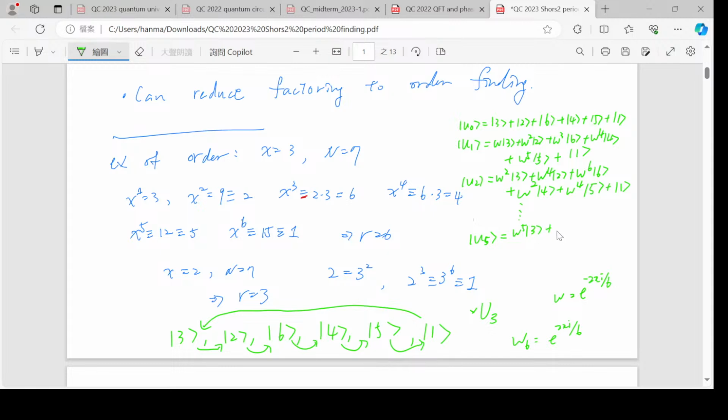3 plus, and so now it will be omega to the 10, but omega to the 6 is equal to 1, so it's omega to the 4, 2, plus omega to the 3, now it's in reverse order, 6, plus omega square, plus omega square 4, plus omega 5, plus 1. Okay, so we have those 6 vectors.